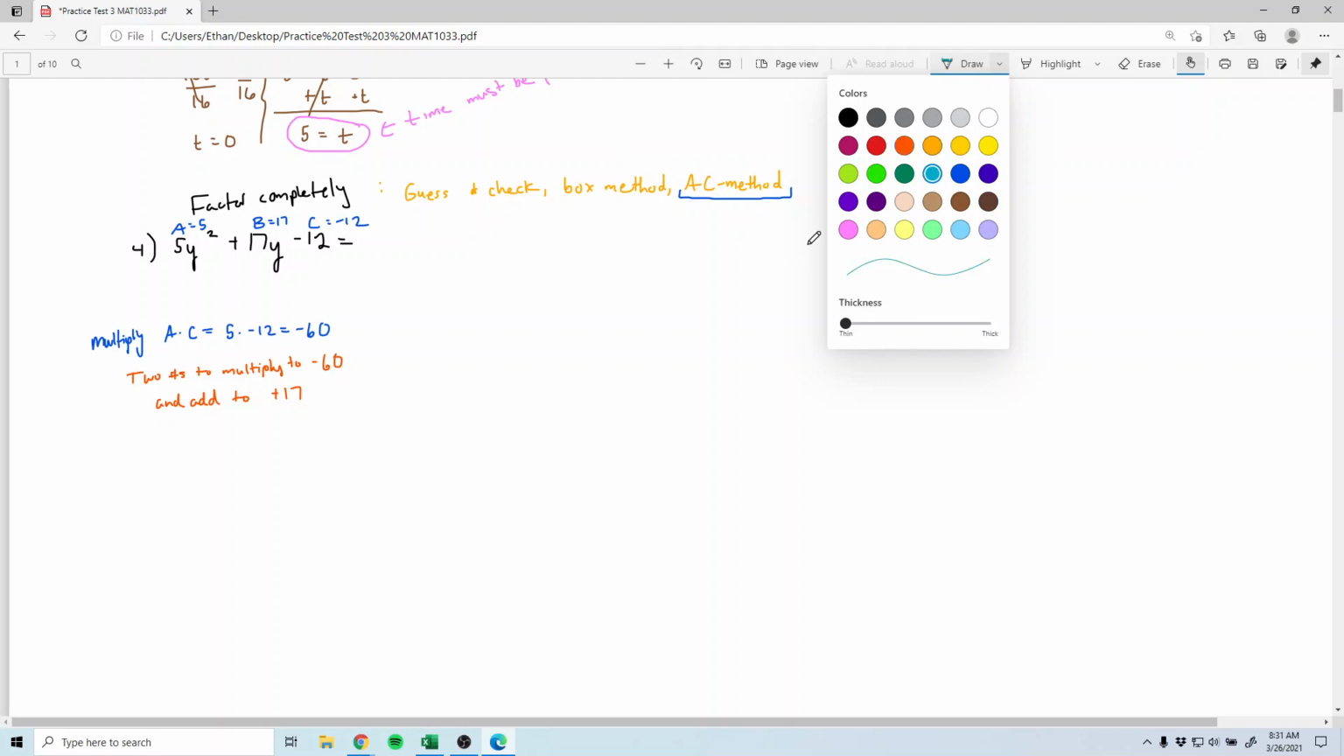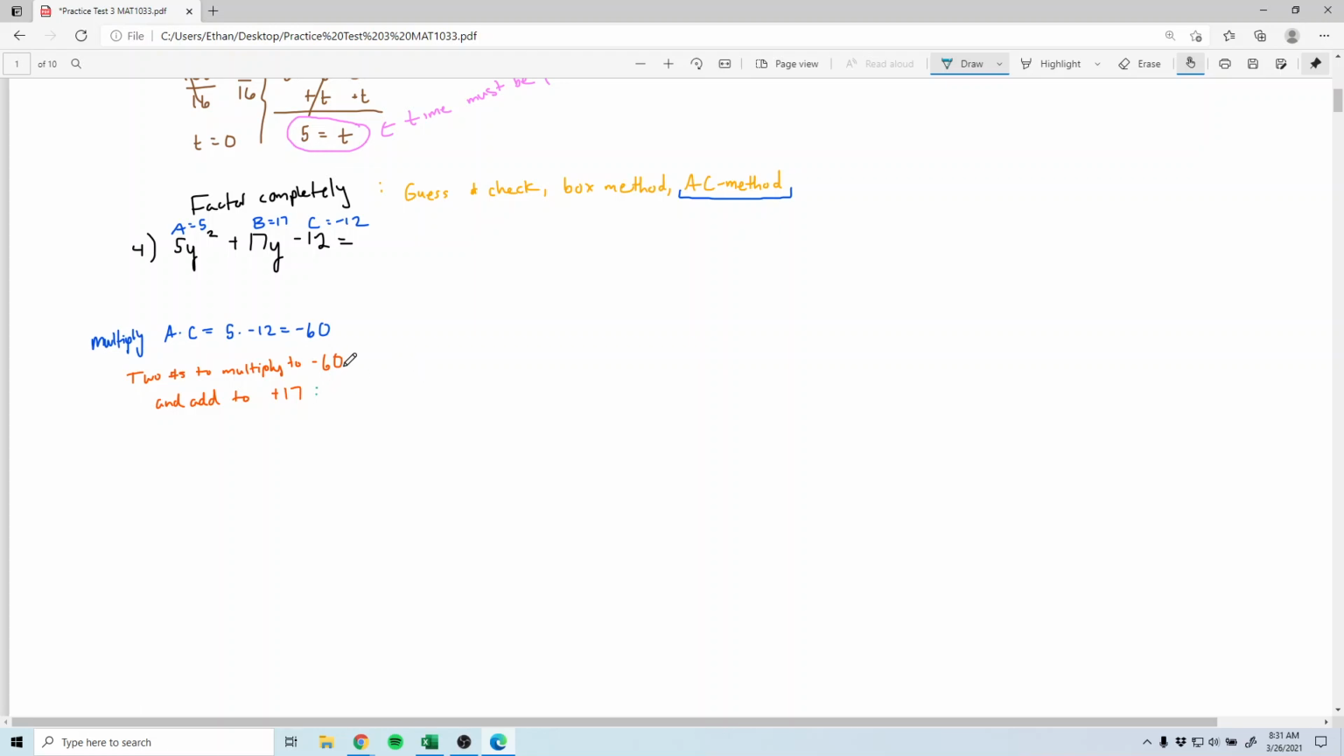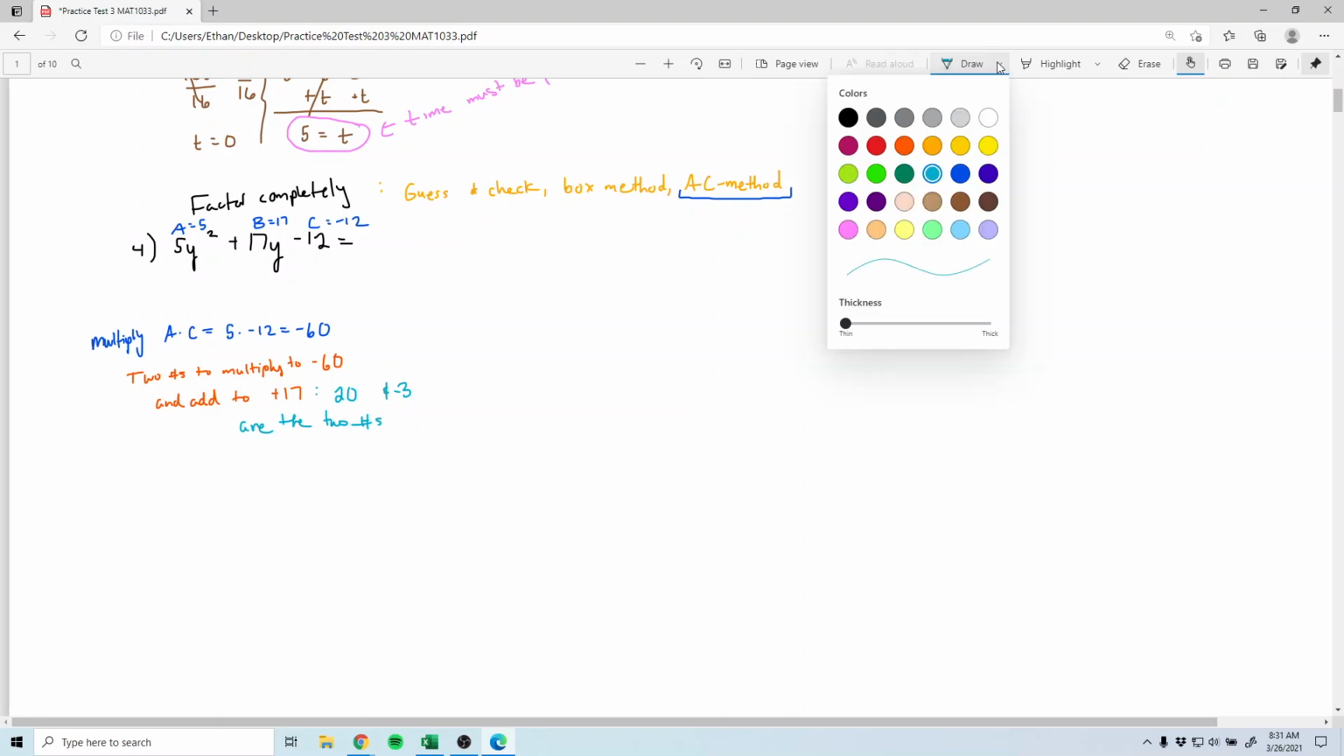What other combinations are there? Well, the one that will work: 20 and 3 multiply to 60. If we make the 3 negative, then that will be the combination that makes them add to positive 17. So these are the two numbers we want to use. The question is, how do we use these two numbers?